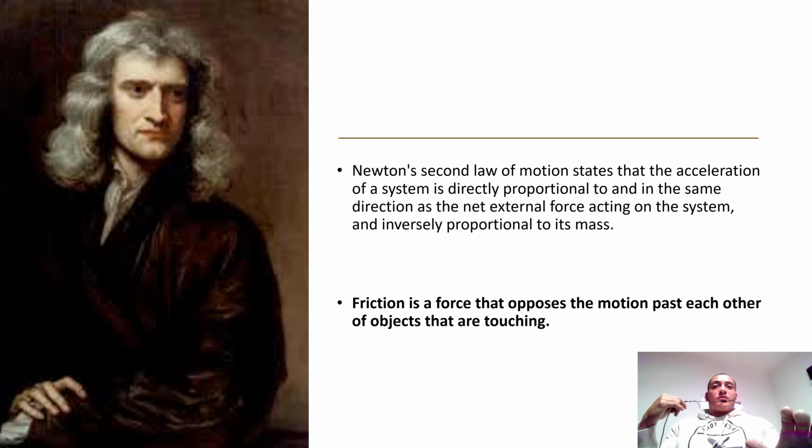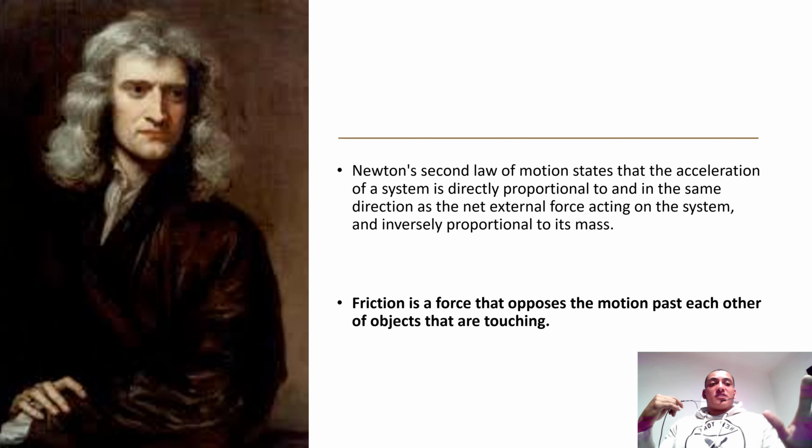Friction is the force that opposes the motion of objects that are touching as they move past each other. For example, if I have an object on a surface and I push it, the resistance I feel is nothing but friction and the weight of the object. Friction opposes my push and stops me from moving it, and I need a certain amount of force to be able to move this object.